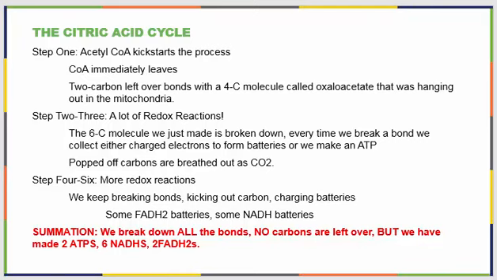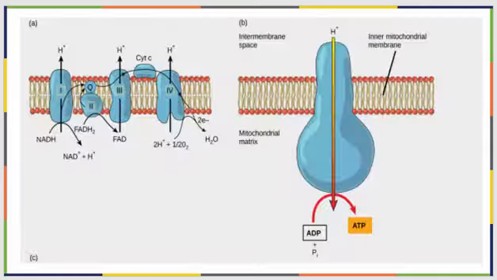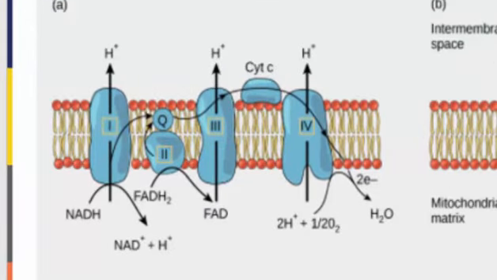So in summation, in the citric acid cycle, we break down all of the bonds. At the end of the citric acid cycle, no carbon is left over. It's all been breathed out as CO2. We have, however, made 2 ATPs, 6 NADHs, and 2 FADH2s. So we keep charging all of these batteries. Well, what are we using them for? We're going to use them to create an electrochemical gradient. That's the last step, which exists in 2 parts.